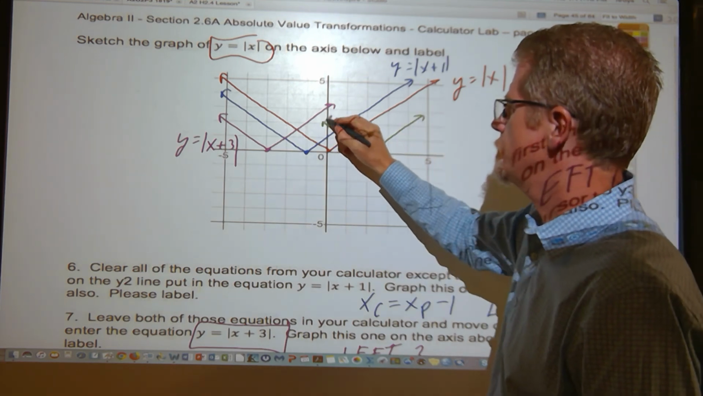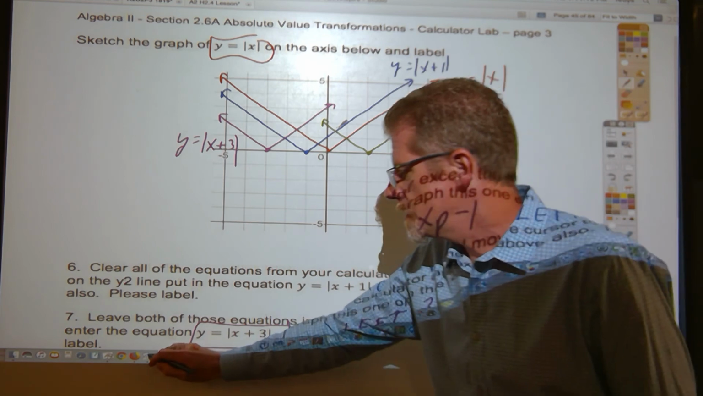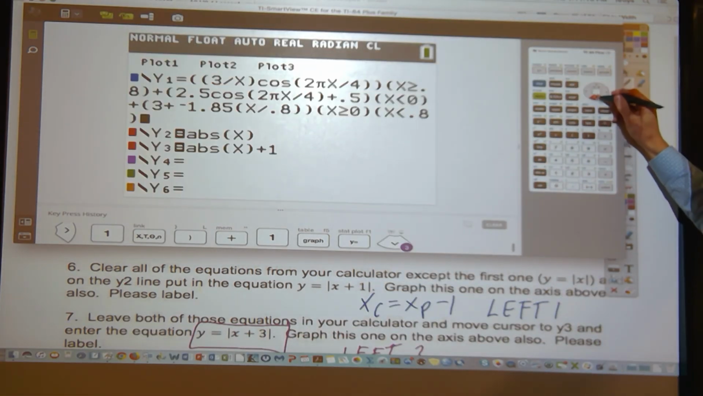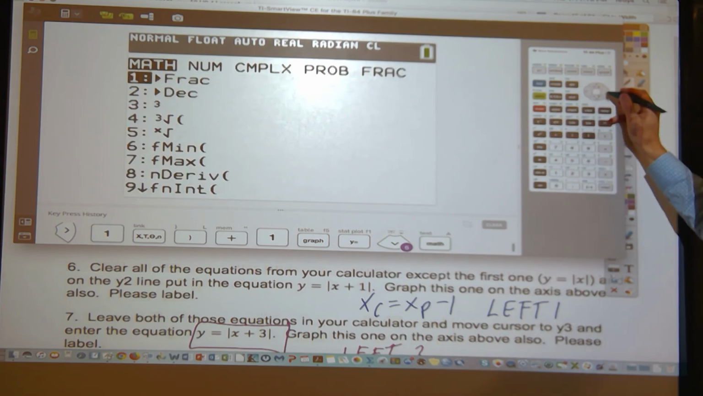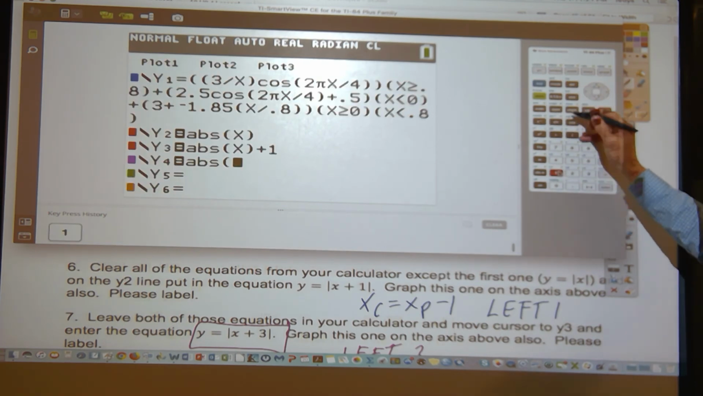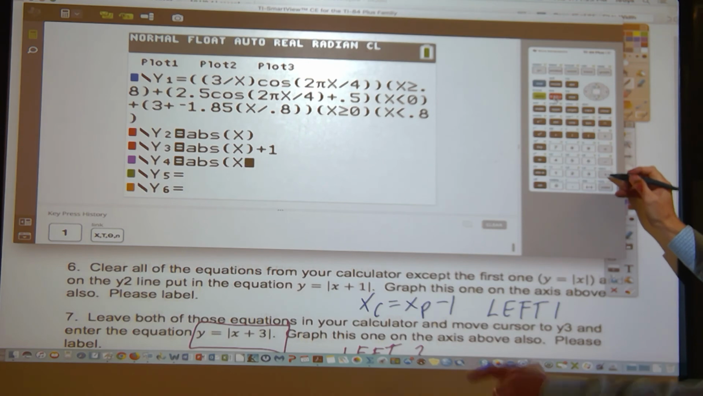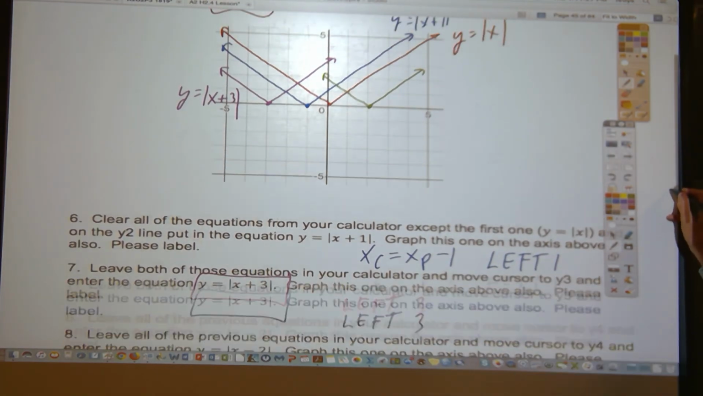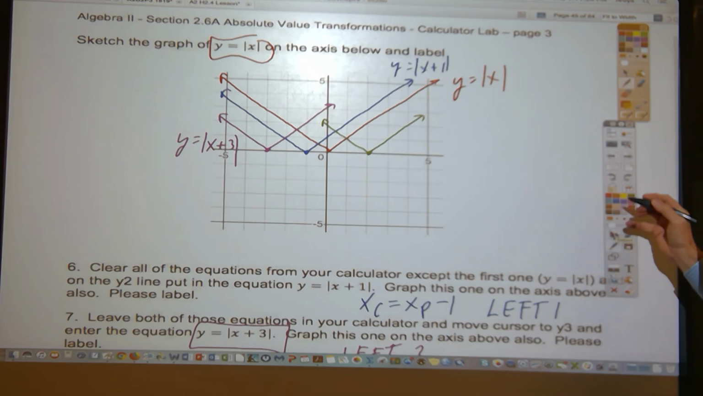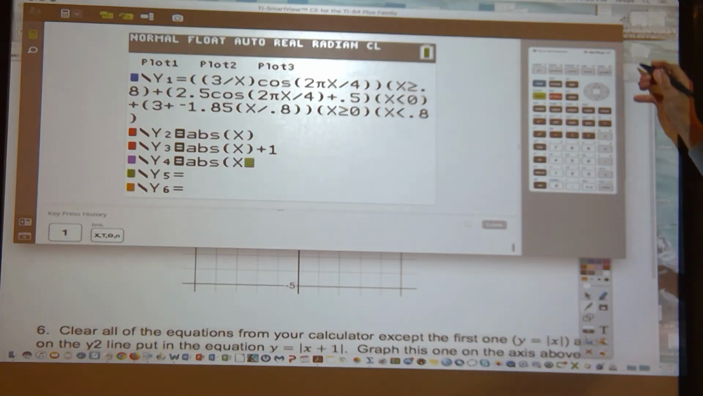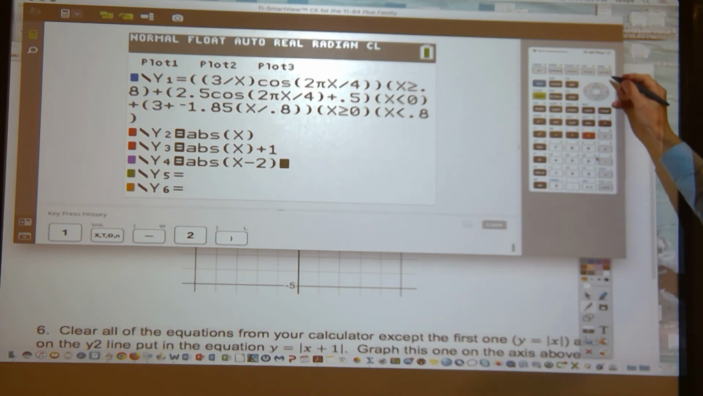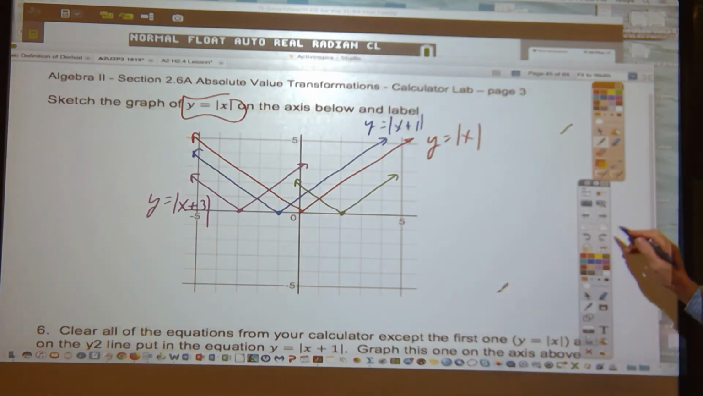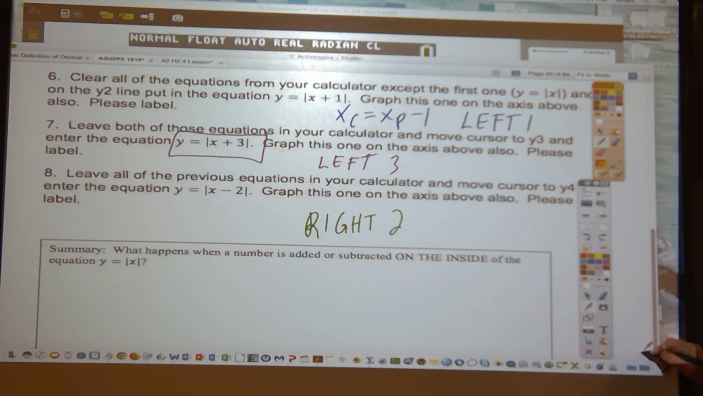The calculator will confirm that. If you don't believe it, then the calculator will enable you to confirm that by just typing in the last one. Math, absolute value of x, the last one was minus 2. So I'm going to type in x minus 2, press graph, and sure enough, it takes the parent graph and shifts it 2 units to the right. So calculators are great for confirming that.